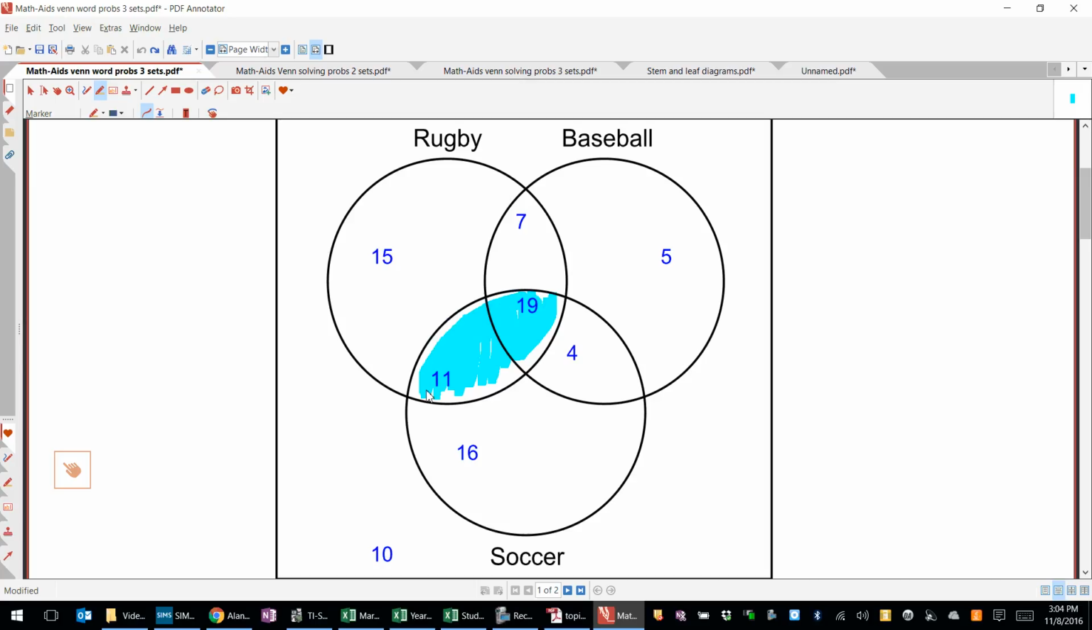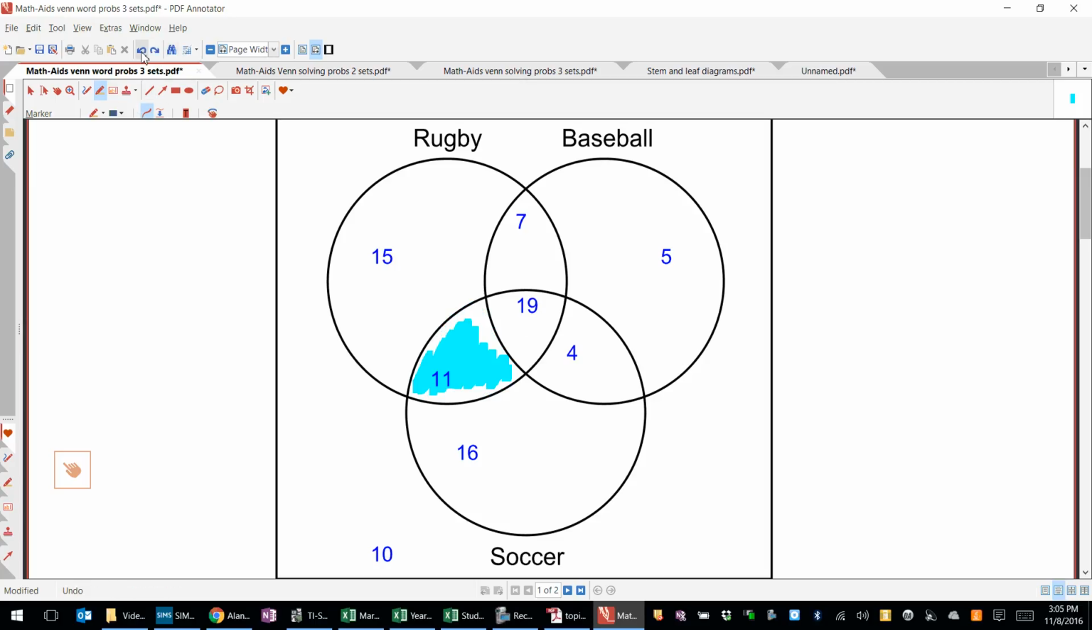But we've got another piece of information that says, but not baseball. So that means we have to discount the 19. So the answer is 11. If I were shading, I might do it like this: both rugby and soccer would be that and that, but not baseball means I remove. So that would be the region that I've shaded in. When we've got no numbers, we can still shade a region. But the answer is 11.